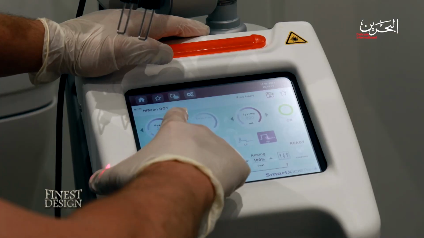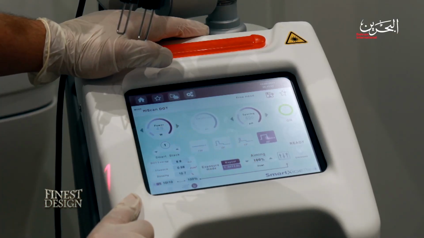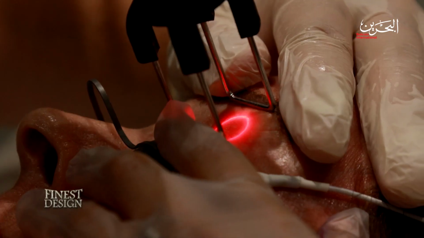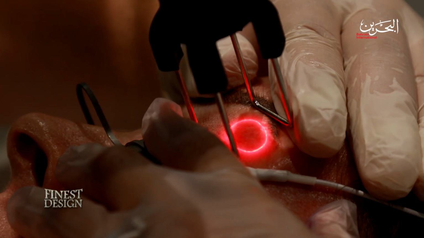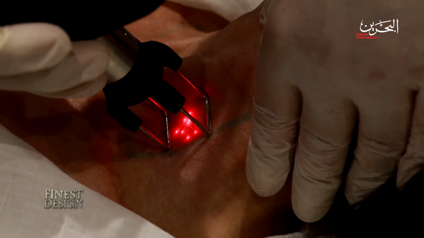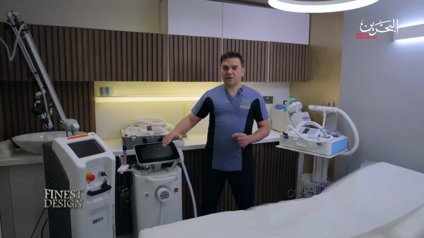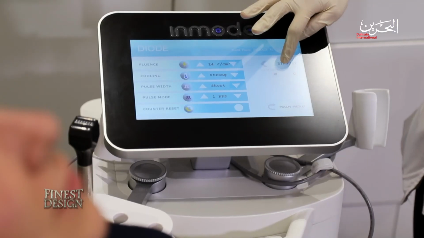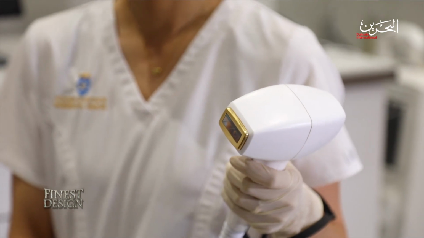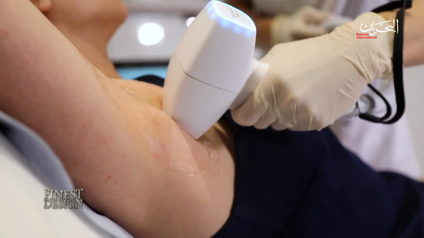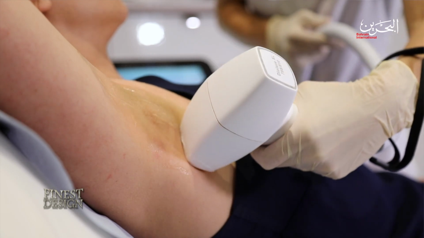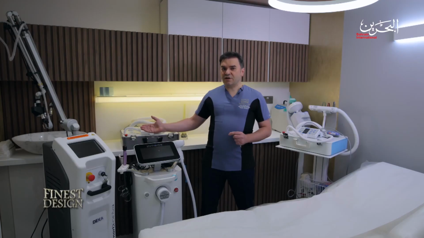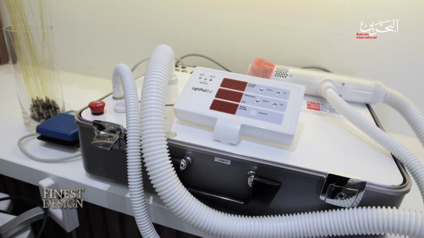This laser here is the CO2 laser. It's a very powerful cutting laser that can help us in surgery and also can help resurfacing the skin after, for example, acne or traumatic scarring. This laser here helps us for hair removal, and we can exchange different handpieces depending on the color of the hair and the characteristics of the skin of the patient. This laser here is the erbium YAG laser, a very powerful, however, a very gentle laser that can help us resurface and smooth irregularities in the skin.